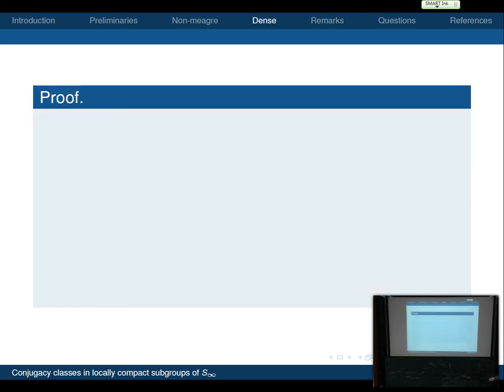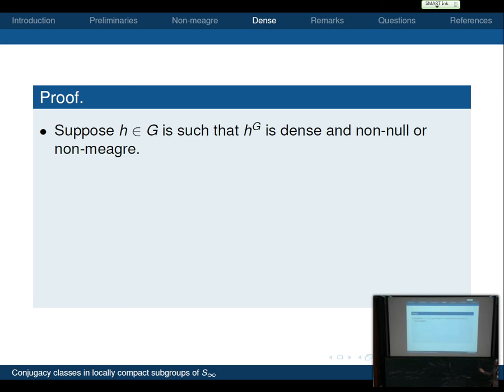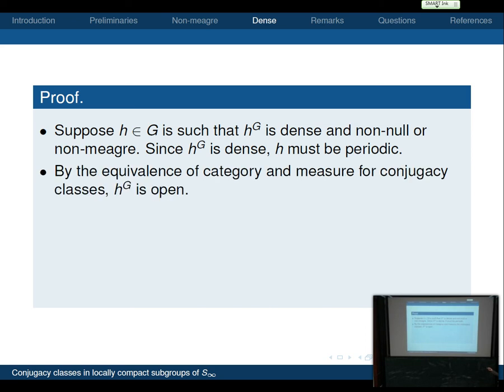Okay, so what's the proof? So suppose we have some element H in G such that the conjugacy class of H in G is dense and non-null or non-meagre. Now, since it's dense, it must fall into some compact open subgroup at some point and therefore is periodic. By the equivalence of category and measure for conjugacy classes, the conjugacy class of H in G is open. Lemma 1 now implies that H is torsion.